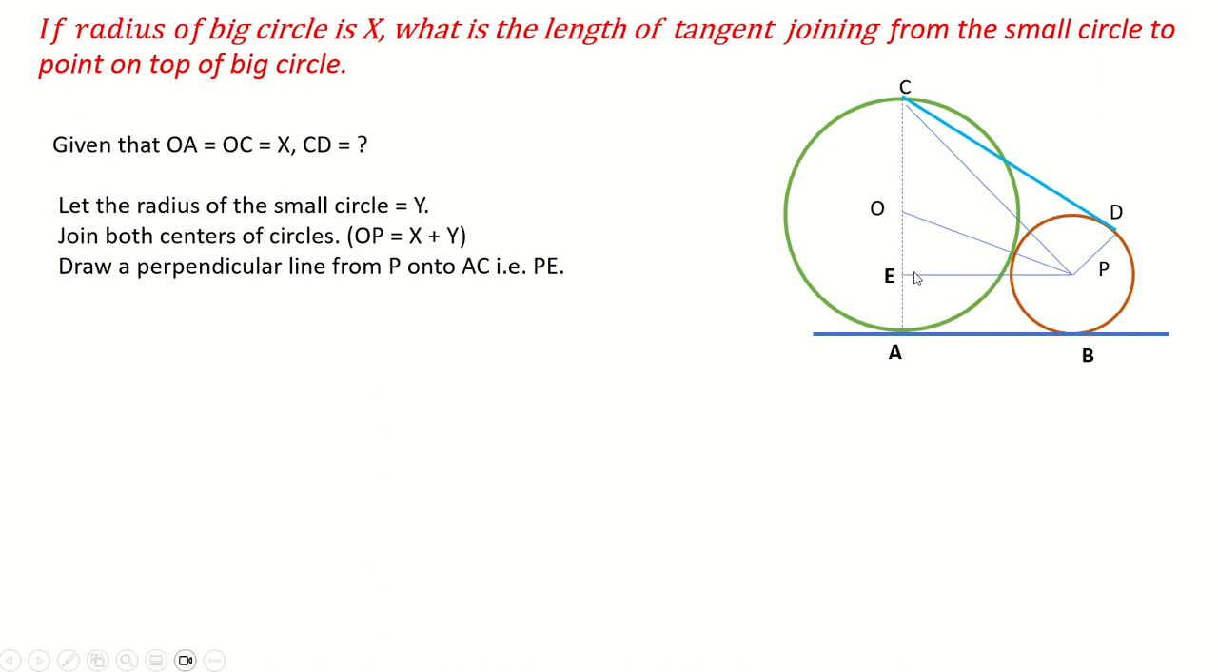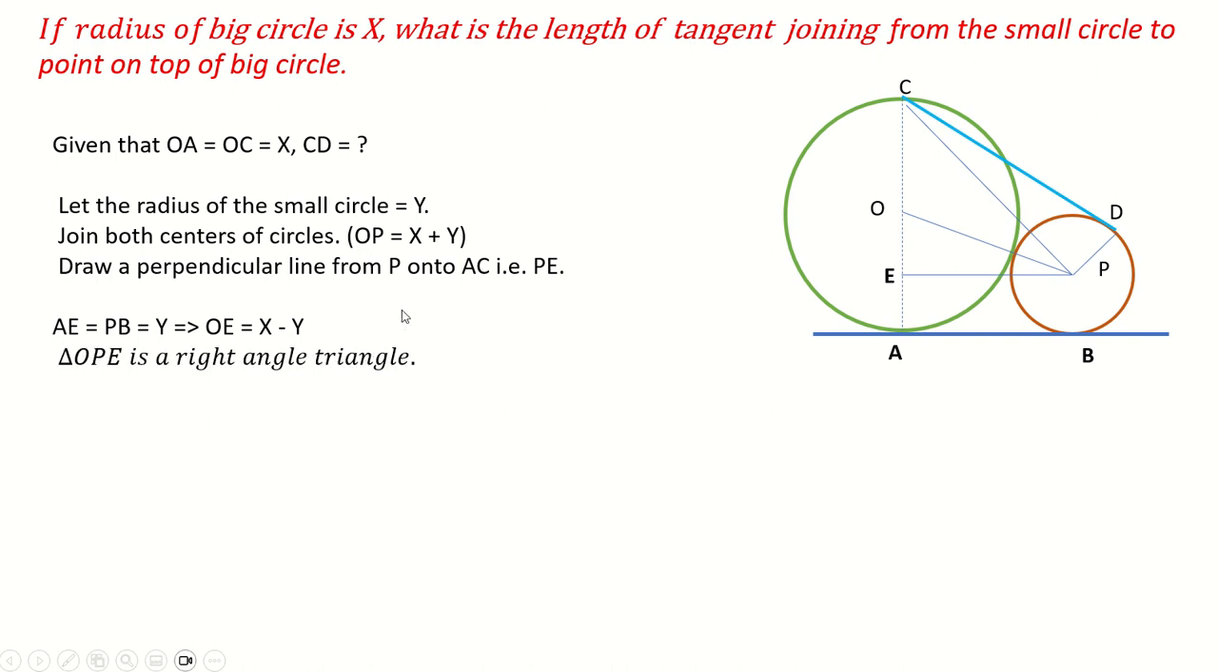So at E you have 90 degrees here basically. That is, PE is perpendicular to OE. Now AE equal to PB, correct? AE equal to PB because this is 90 degrees. So PB and AE will be same. So AE is also Y. That means OE is X minus Y. This is X minus Y.